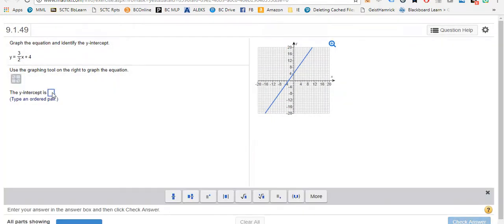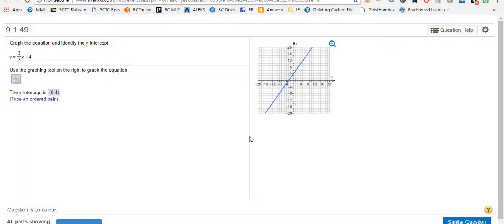It does want to know what that y-intercept is, and that y-intercept is 0, 4. It says in blue, type in ordered pair. So you use parentheses and you type in 0, 4. And so that's how you do one of those. Again, the intention in 9.1 is that you do it the manual way, but by the end of the chapter, you should understand there's a faster way without doing all that calculation. You just use the slope and the y-intercept.